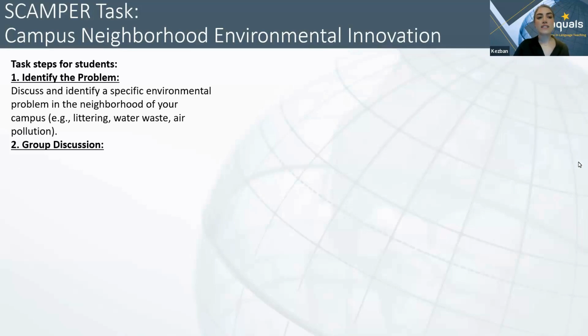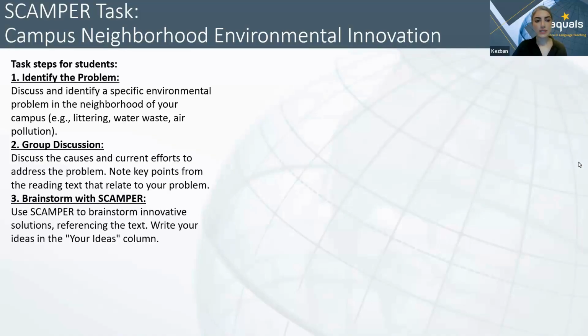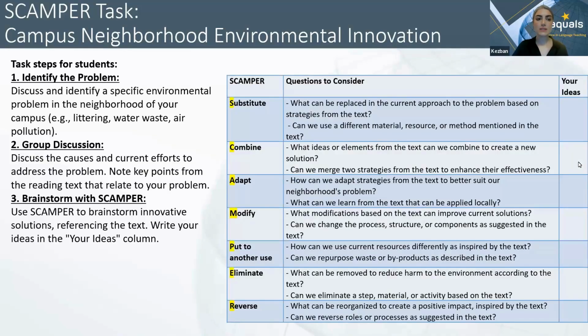And after identifying the problem, they discussed the causes and current efforts to address that problem, noting key points from the reading. And later, they started brainstorming with the SCAMPER matrix. And they started looking for what could be substituted. And I provided them with questions to consider in the process.